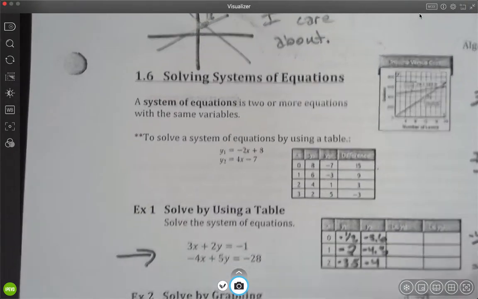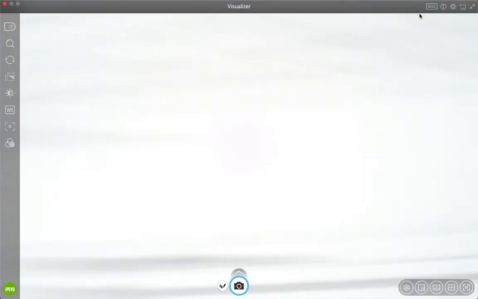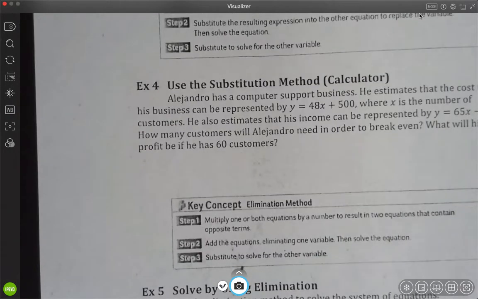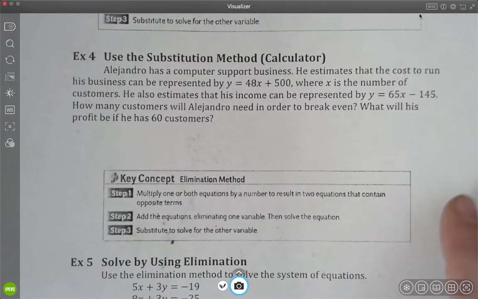So, this is the backside of the 1-6 notes. So here we go. Using substitution and elimination. I'm going to change the first problem up there because I don't like it very much. We're not going to use our calculators to solve this yet.